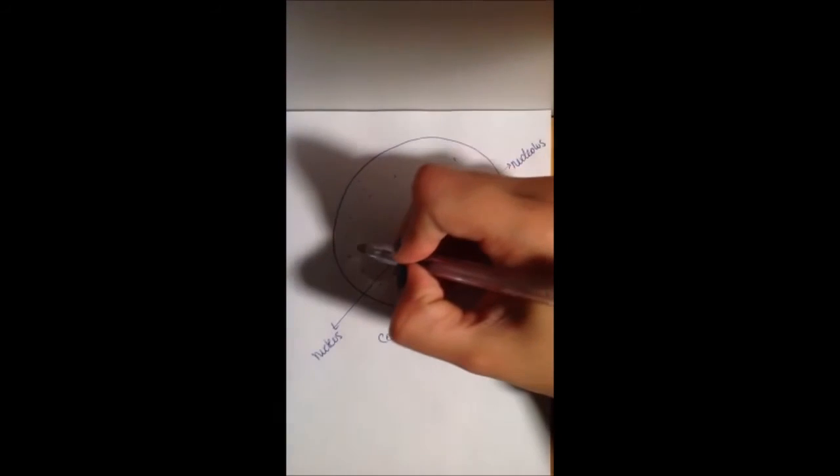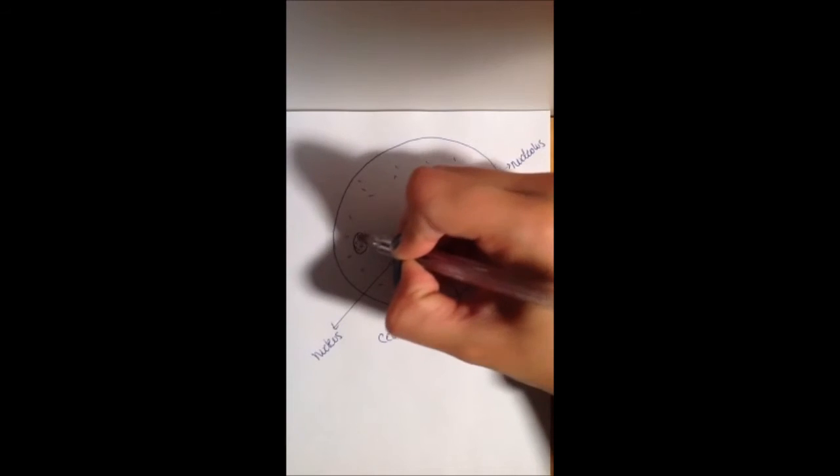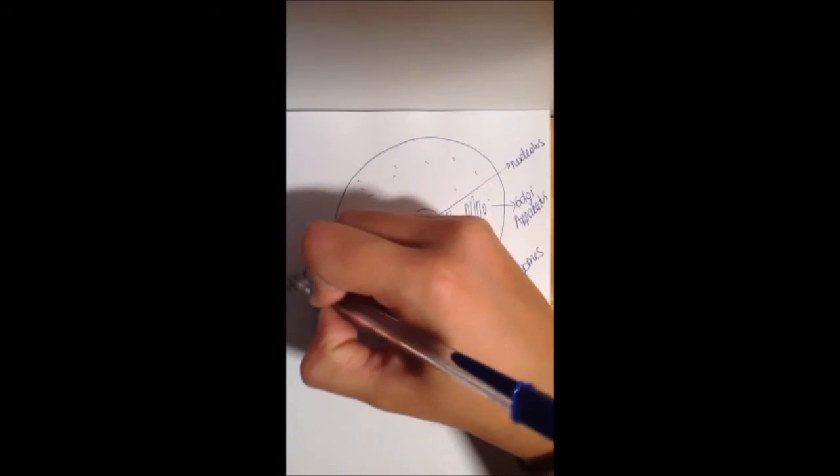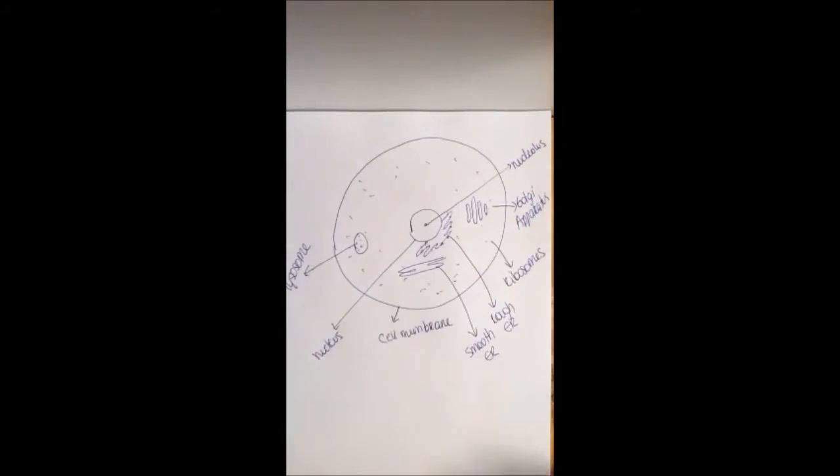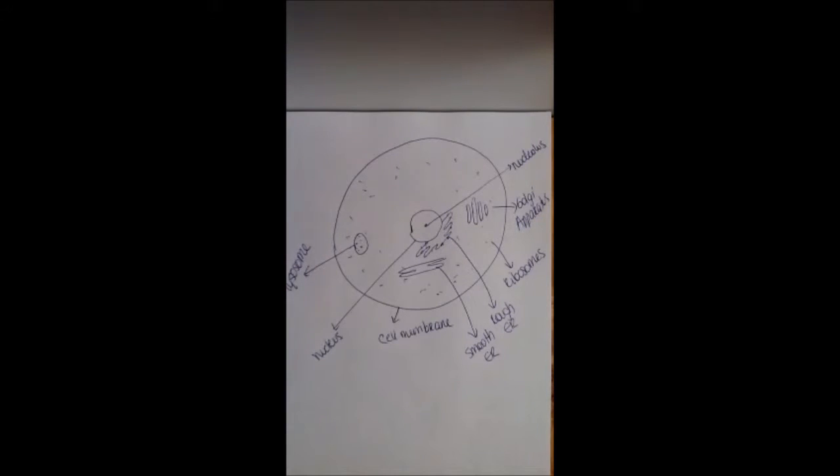Another really important organelle is the lysosome. The lysosome contains enzymes that will digest the external material that enters the cell, as well as the cell's own material that is either not needed anymore or not functioning properly within the cell.